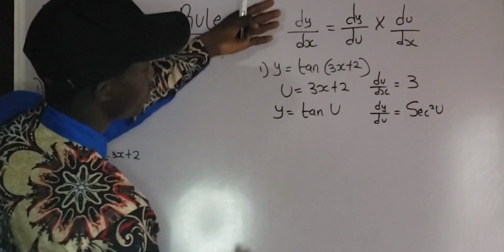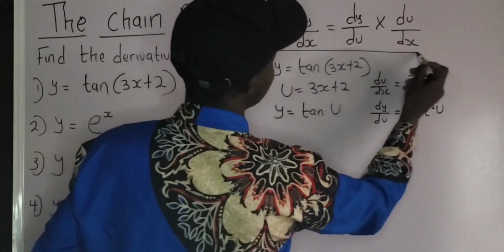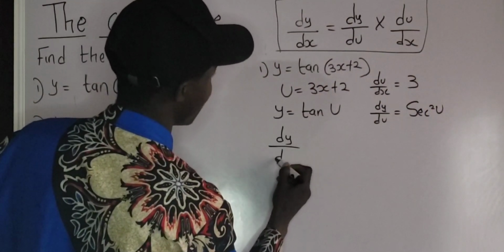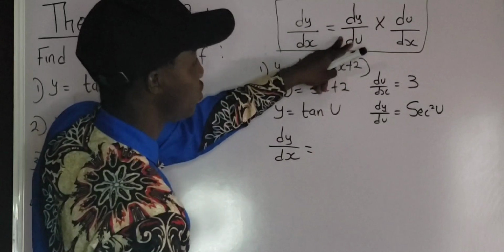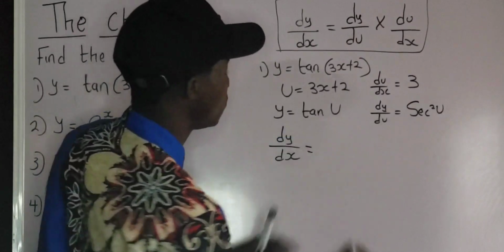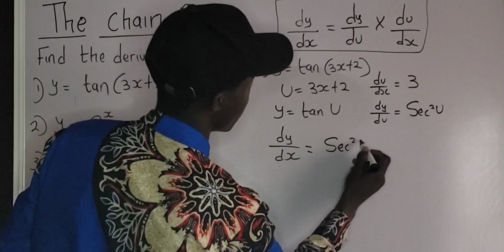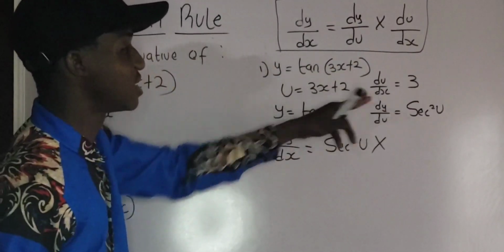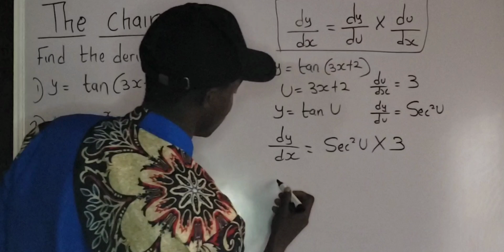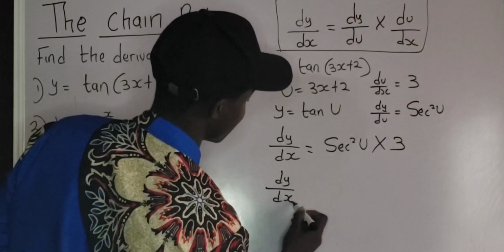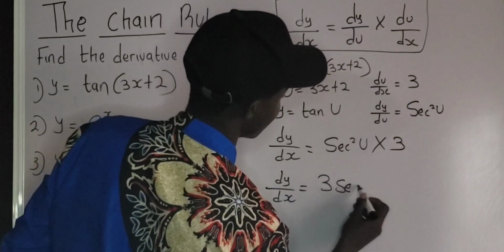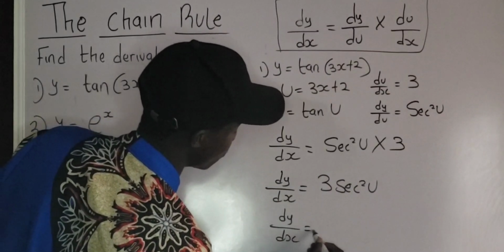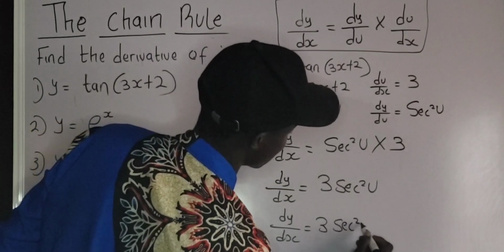Don't forget, according to the chain rule formula, this is the mathematical expression. Okay? So dy/dx is equal to dy/du. dy/du is sec² u. So I'm going to have sec² u multiplied by du/dx. du/dx is 3. So dy/dx is equal to 3 sec² u. Okay? So therefore dy/dx is equal to 3 sec².